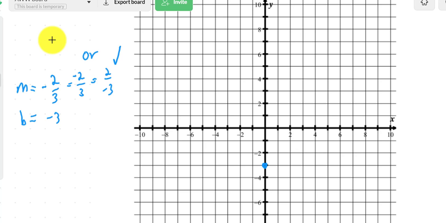Right? If I use this one, I'm going to go up 2, 1, 2, and to the left 3, 1, 2, 3. And here's my point. If I decide to use this slope, I can go down 2, 1, 2, and over 3, 1, 2, 3. Notice how the points fall on the same line, either way, right? And then we can connect the dots. Let's see, something like that. There's my line. Okay, so you now know how to graph given a slope and a y-intercept or a slope and a point.